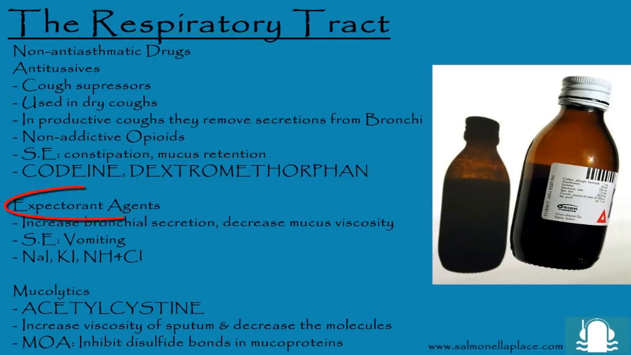The next one is expectorant agents. These increase the bronchial secretions, but decrease the mucus viscosity. So it's creating a less thick mucus, which can be gotten rid of easily. However, they do cause vagal stimulation, and they increase bronchial and gastric acid secretions, so the major side effect is vomiting. The saline expectorants are sodium iodide, potassium iodide, and ammonium chloride.